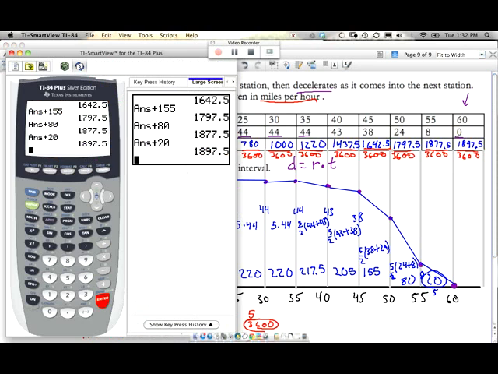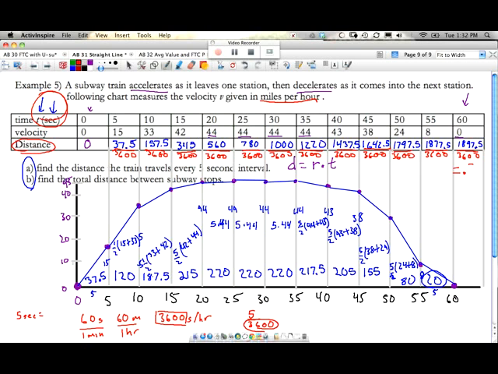So we got 1897.5. We're going to divide that by 3600 to convert this time issue that we just had. And now it's going to give us actual miles. So we traveled a total of 0.52708-ish miles. So about half a mile. So let's say 0.527. So total, this equals 0.527 miles. And that kind of makes sense.